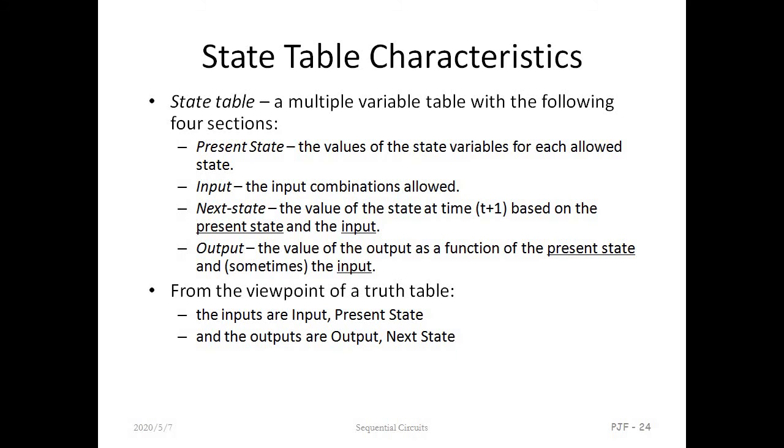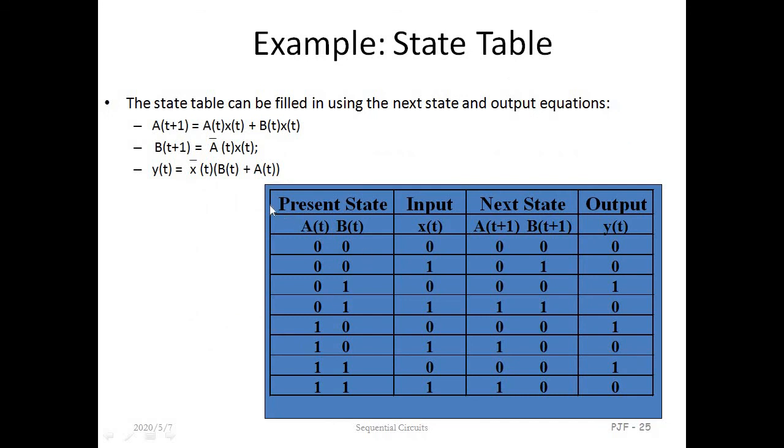Next, the state table characteristics. What do you mean by a state table? A multiple variable table with the following 4 sections: present state, input, next state and the output. Present state is the value of the state variables at each allowed state; input is the input combination allowed; next state, that means t plus 1, is based on the present state and the input; and output is the value of the output function of the present state and sometimes the input. From the viewpoint of a truth table, the inputs are the present state and the input, and the outputs are the next state and the output. For example, a state table can be filled by using the next state and the output equations.